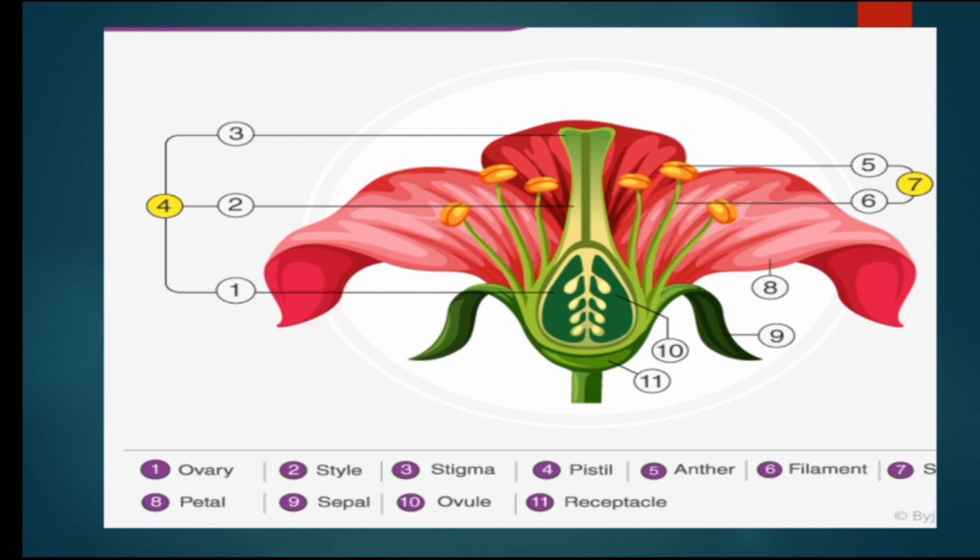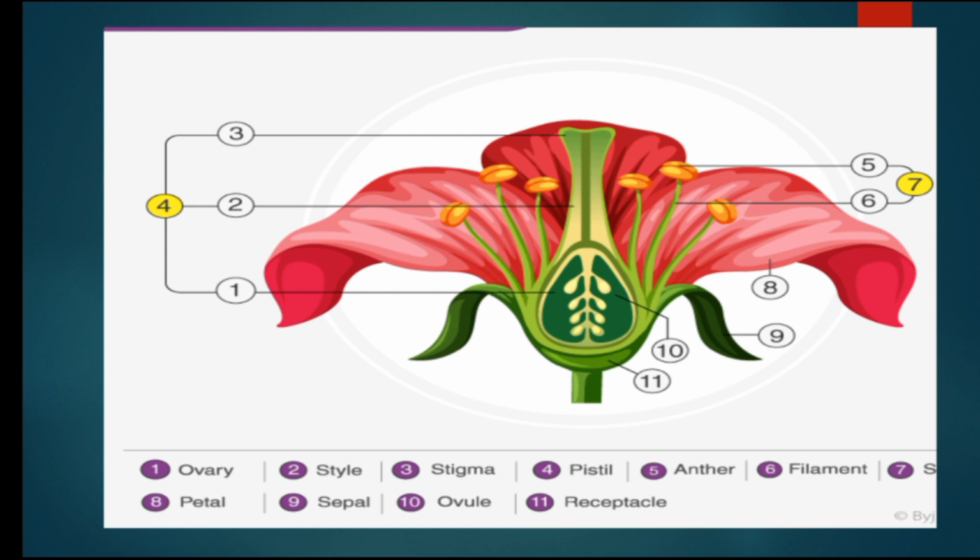Then the gynoecium is made up of one or more carpels. When it is made up of only one carpel, it is called simple, monocarpellary. So on the basis of the number of carpels found in different flowers, there are types of carpel.